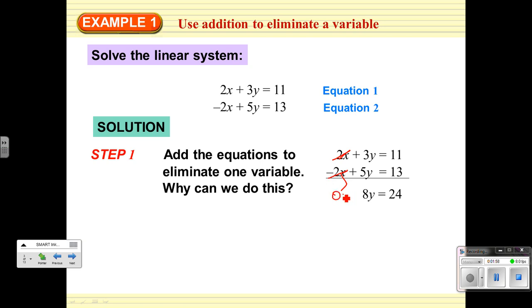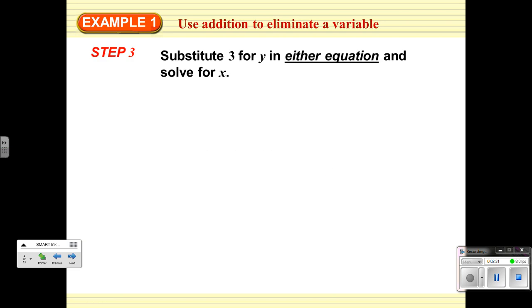Sorry about the marking. This is what happens with my little pad here. So the x's disappear, or basically cancel out to 0, leaving us with 8y equals 24, because 3y plus 5y is 8y, and 11 plus 13 is 24. Then we divide both sides by 8, and we get y equals 3. So now we have the y coordinate of our solution. We take that y coordinate, go back to either equation, substitute the 3 in for y, and solve for x.